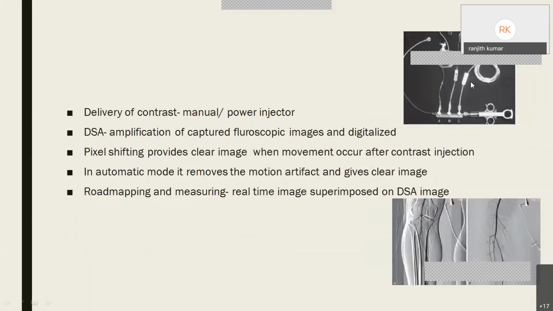one to the contrast. And DSA is the amplification of the captured fluoroscopic images, which gives a better quality image, but the radiation exposure is much more than the simple fluoroscopic image. With pixel shifting, we can get a clear image even when there is movement during the contrast injection. And the other tool is road mapping, with which we can take the real-time image and superimpose it on the fluoroscopic image, and use it as a guide to cross the lesions.